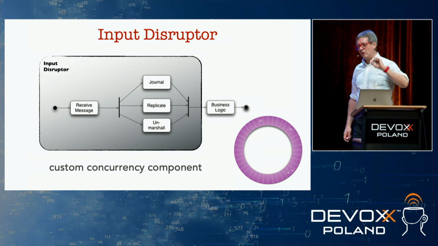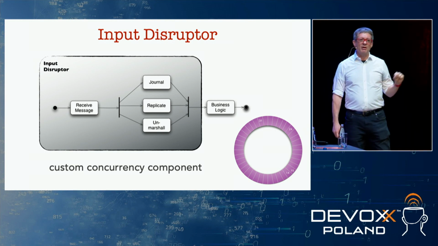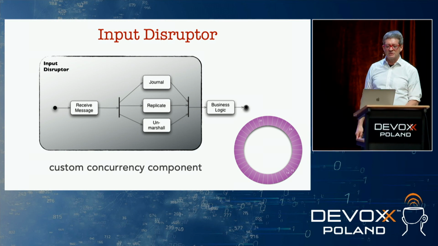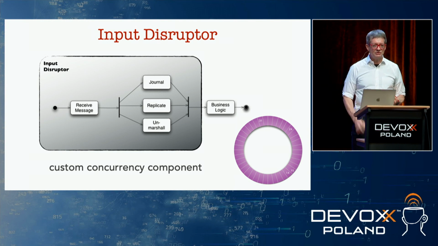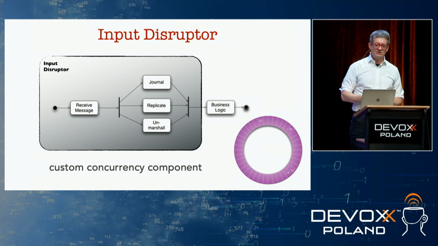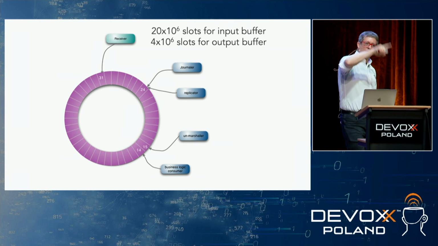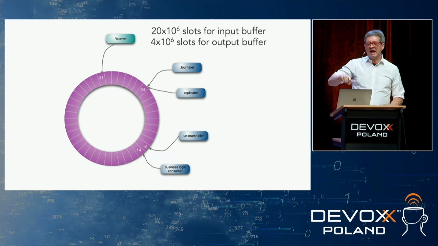And this architectural component is now in a bunch of high-scale log tools and other tools that need to achieve ridiculous kind of scale like this. What this input disruptor did was receive a message, journal it, replicate it into multiple slots, and then unmarshal the data, and then apply that business logic processor to it. It created a circular ring in memory so that you never had to run the garbage collector, and they had 20 million slots for the input buffer.